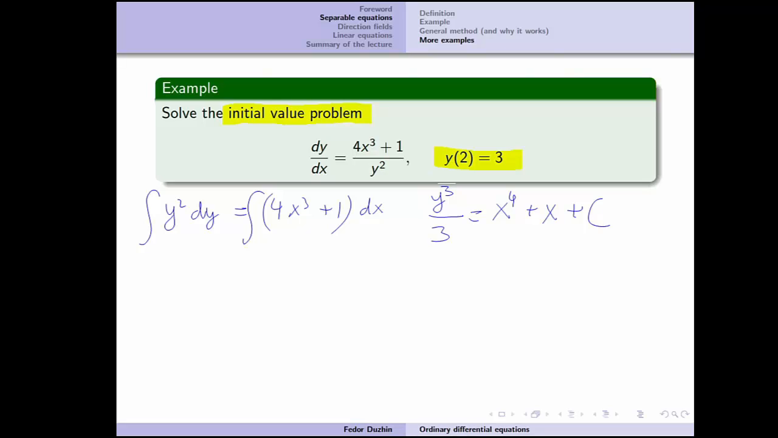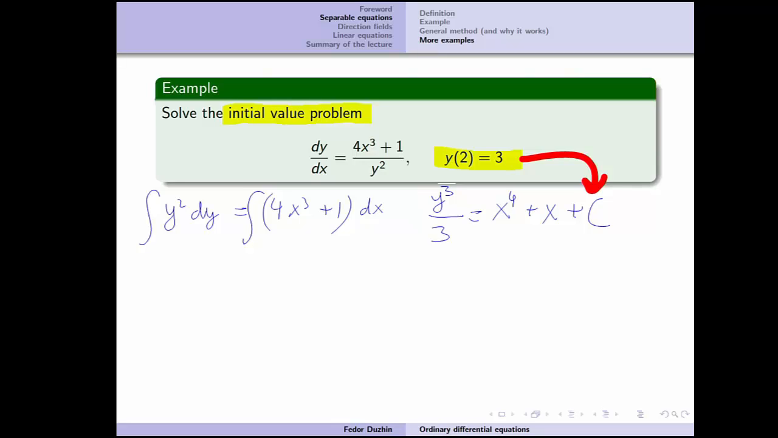But since we also have the initial condition, it allows us to solve for this constant. And so this initial condition is what we can use to find the value of c. Right? So we're going to substitute the value of y and x from the initial condition into this equation.